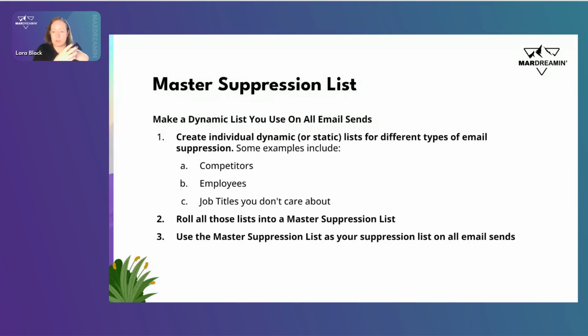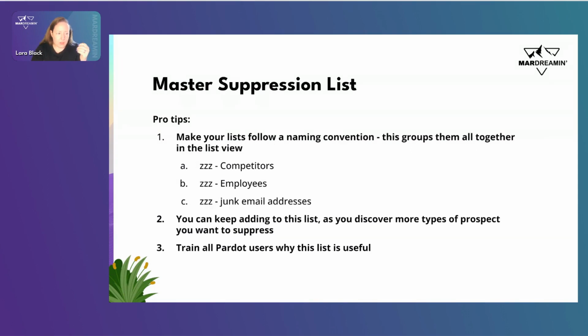If they show up in Salesforce or they fill out one of my website forms, they're going to automatically match that dynamic list. Now make another dynamic list that rolls up all of these people into one. Make a naming convention for your list that groups them all together. So I frequently start them with ZZZ because that sends them to the very bottom of my list alphabetically. But I'll say like ZZZ-suppression competitors or something like that so that I know exactly what they're for.